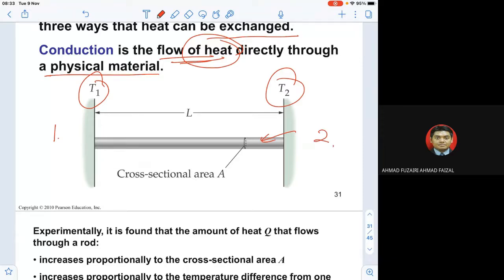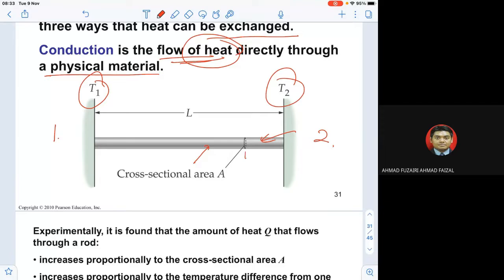Okay, you can see that if there are two bodies at different temperatures, heat can flow. The heat can flow between the two different temperatures when there is contact. So these are the connectors. This connector has some length and also an area.